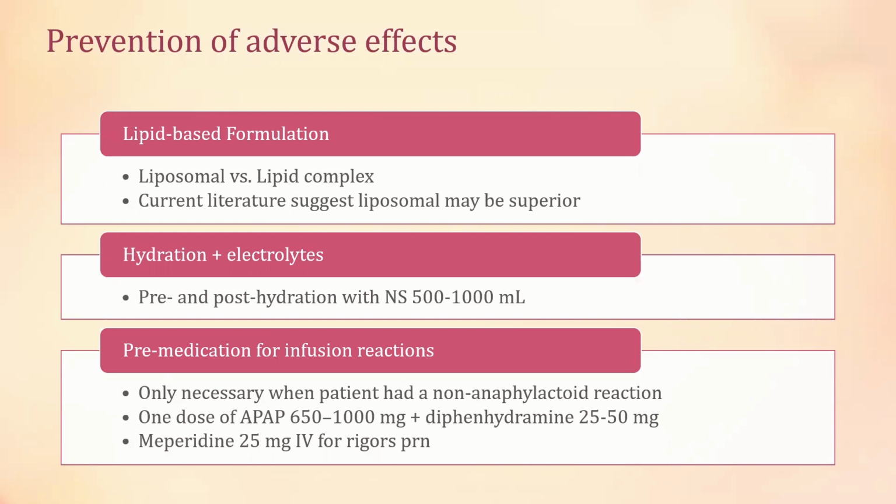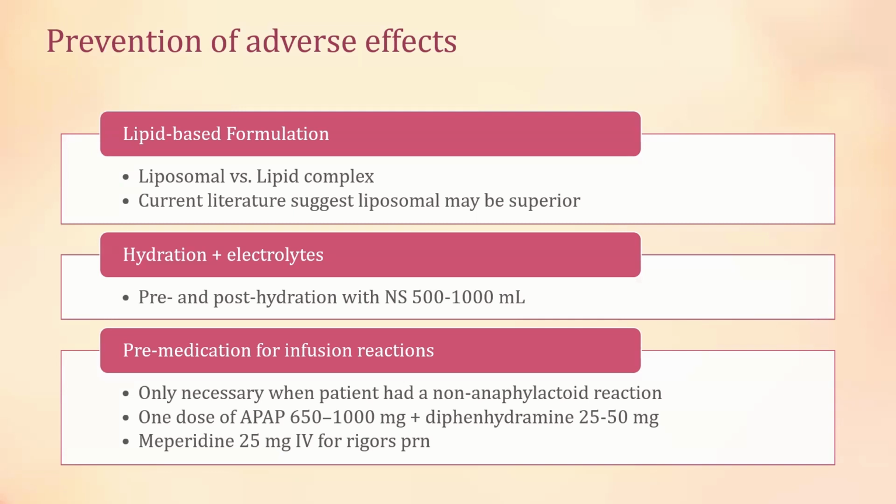So pre and post hydration with normal saline, 500 to 1,000 milliliters is usually the recommendation, and it's the amount used in the study. You should, of course, aim for 1,000 milliliters, but you could use 500 if the patient is volume overloaded.